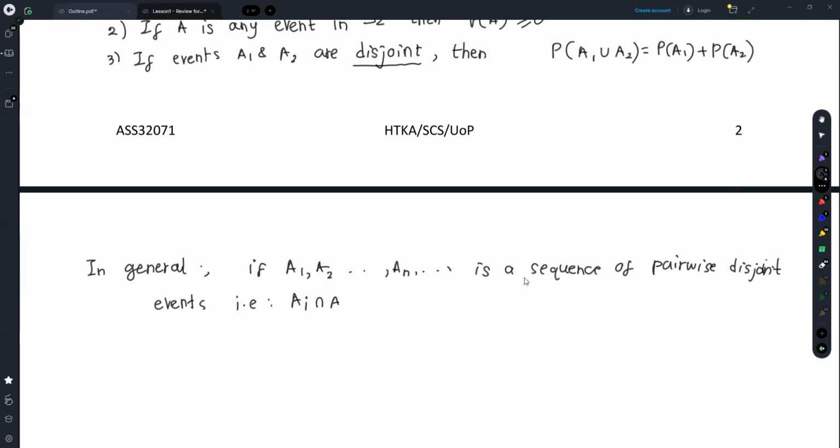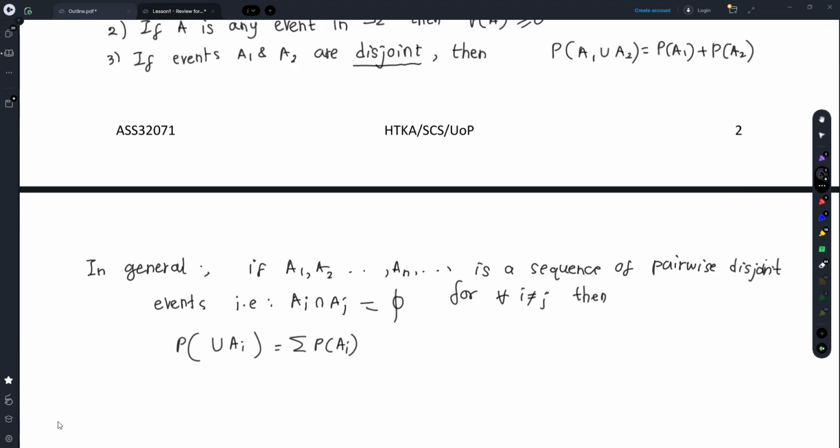Ai intersection Aj should be, if two events are disjoint, what will happen to the intersection? That means the overlap. If they are disjoint, the overlap is empty, right? For all i not equal to j. Then you can say the probability of the union of Ai is the sum of the probability of Ai.